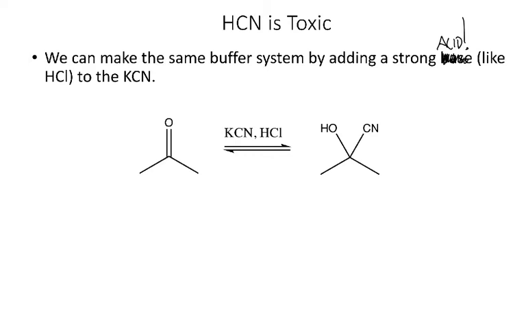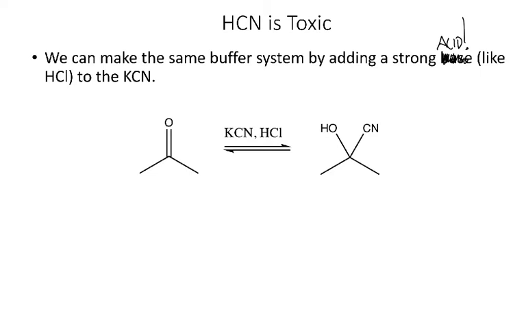Now, one issue with using HCN as a reagent is it's highly toxic. It's also extremely volatile, and that's a dangerous combination. So one way to avoid having to use HCN as a reagent, we can make the same buffer system by starting with KCN and then just adding a strong acid like HCl.